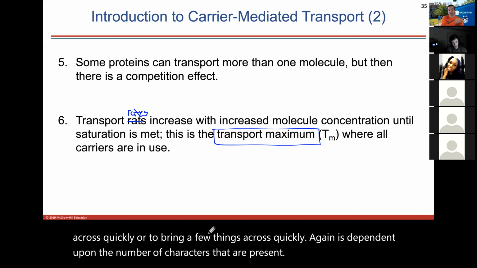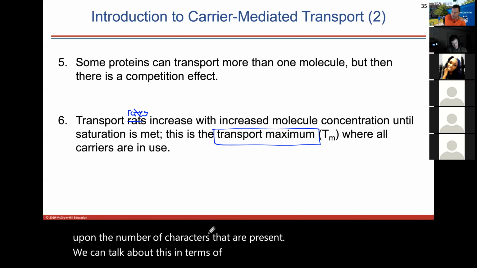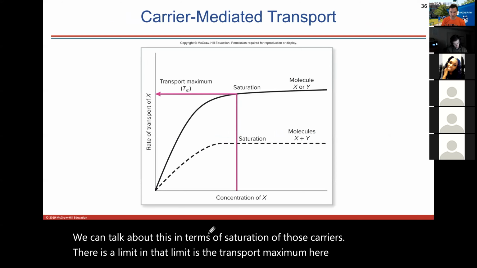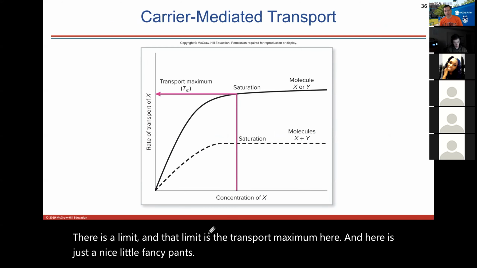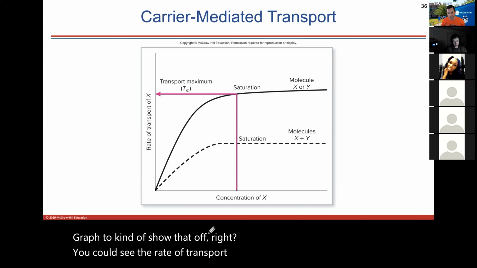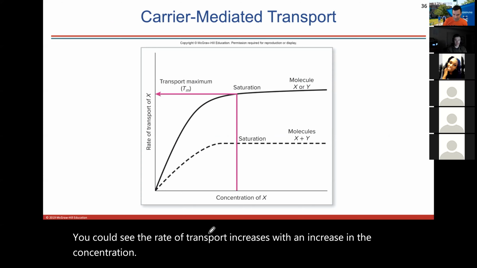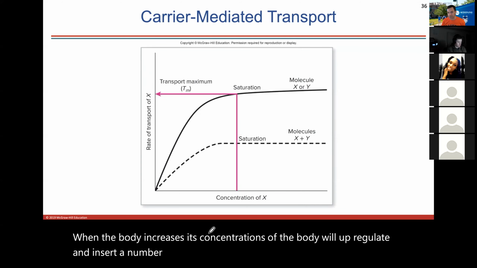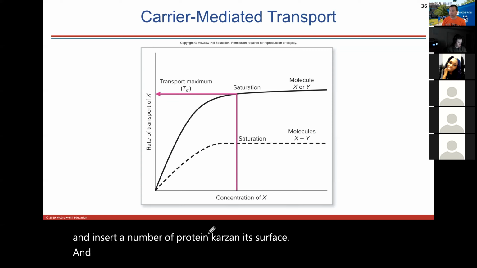We can talk about this in terms of saturation of those carriers. There is a limit, and that limit is the transport maximum. And here's a nice little graph to show that off. You can see the rate of transport increases with an increase in the concentration. When the body increases its concentrations, the body will upregulate and insert a number of protein carriers in its plasma membrane, and that will help to increase this transport maximum.